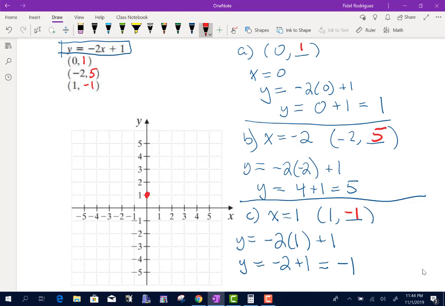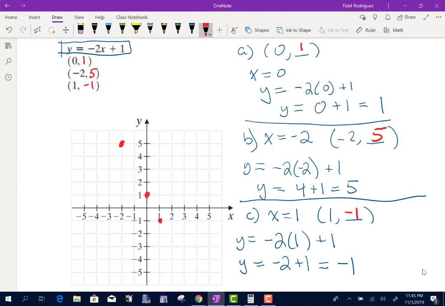Okay. Second point, negative 2 comma 5. So remember, I'm going to go left 2, and then I go all the way up to the number 5. And then my third point, 1 comma negative 1. So I'm going to go 1 to the right, 1 down. Okay. And now I'm going to try to draw my line.